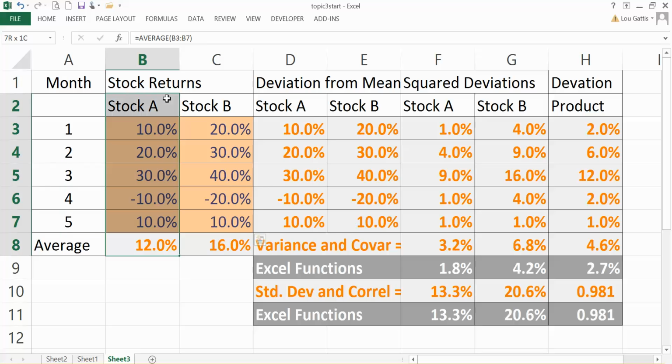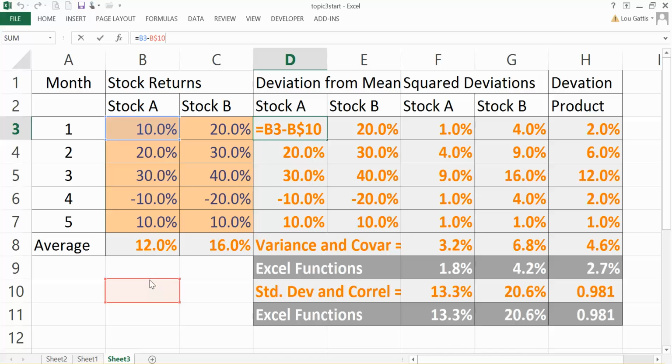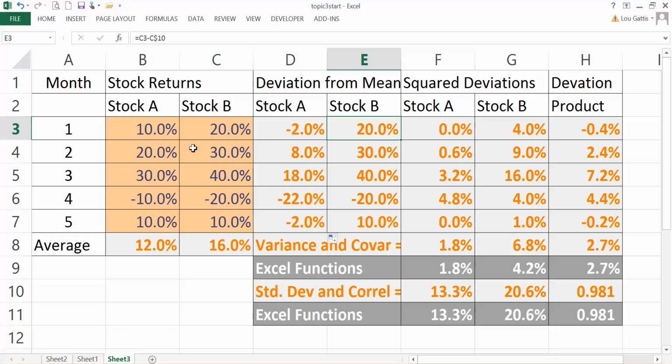The average of stock A is 12% return. The average of stock B is 16% return. And then I have one more column. This is the deviation in period 1 for stock A. So stock A at 10% return minus the mean of 12%. So that's a minus 2% deviation. So these are the deviations from the mean for each asset.